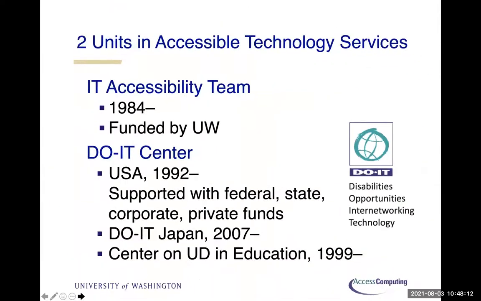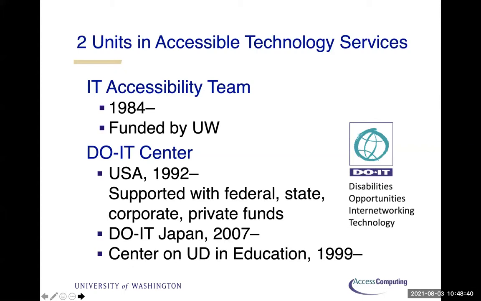So I run two units at the University of Washington. As part of Accessible Technology Services, the IT accessibility team since 1984, it's been called a lot of different names, but it's focused on making sure that the staff and faculty and students and visitors at our campus have access to anything that we offer that involves digital technology, and so our websites and so forth. So that's one thing that I do.